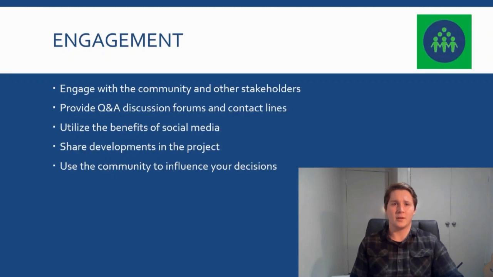Next we have engagement. This is where we implement methods to engage with the community and other stakeholders. This could be in the form of a Q&A discussion forum or contact line. Even social media is a great communication tool if used properly. Project developments should be shared to create a high degree of transparency. This will help build trust and improve outsider relationships. Most importantly, the feedback from the community and stakeholders should be used to influence project decisions.